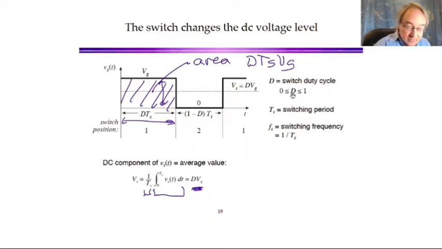Okay, so if the switch is in position 1 for half of the time, then the duty cycle is a half, and the output voltage of the switch has a DC component that is half of the input. So the switch succeeds then in changing the DC component of the voltage from 100 volts down to 50 volts.